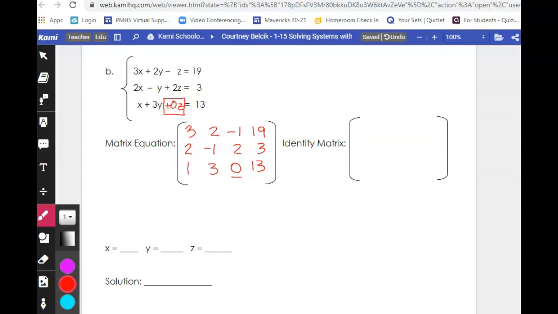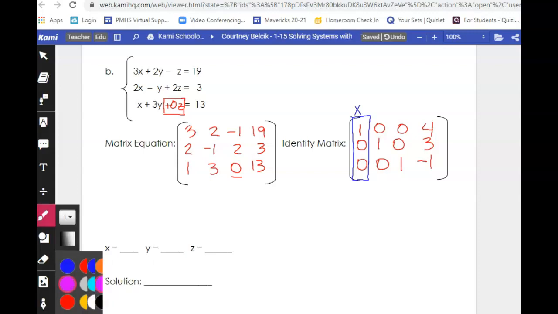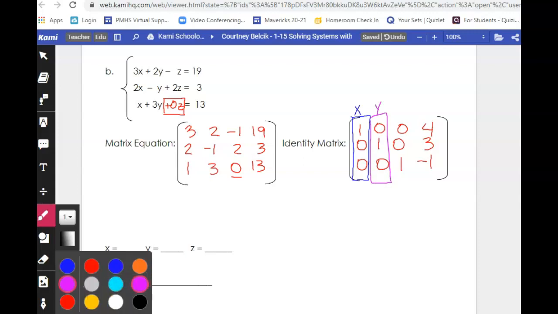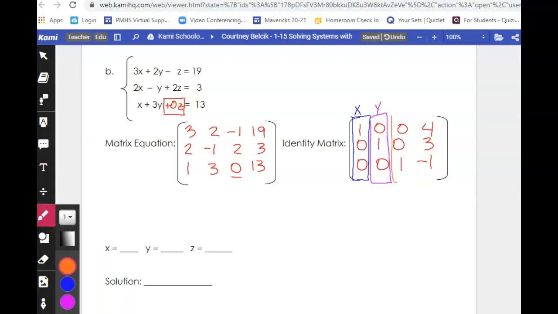Now I want you to pause your video, go to desmos.com/matrix, and try to find the identity matrix. Pause your video. Okay, so go ahead and check your identity matrix. Remember that this first column was your X coefficients. The second column was your Y coefficients. And your third column was your Z coefficients. So you're looking for the 1s.